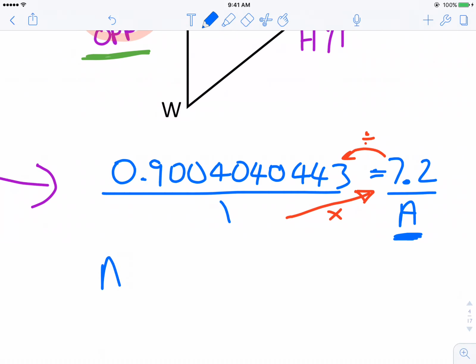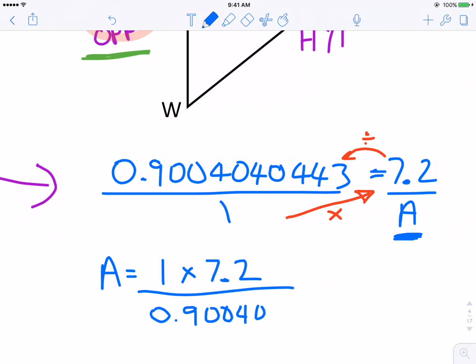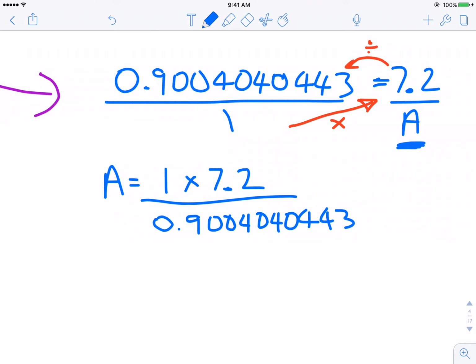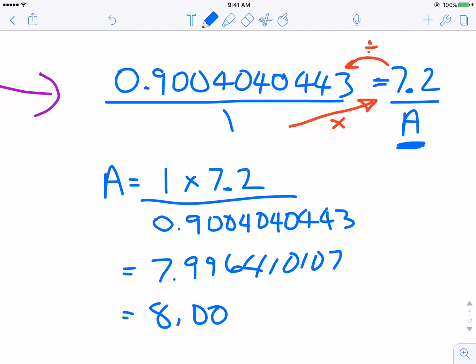That will leave me A is equal to 1 times 7.2 divided by 0.900404443, which works out to 7.996410107, exactly what we had before, rounded to 2 decimal places, which makes that 8 centimeters.